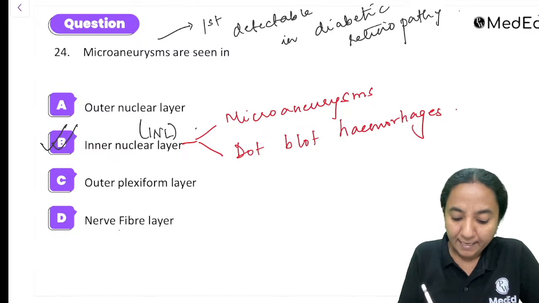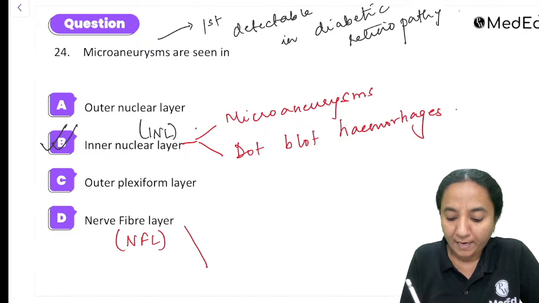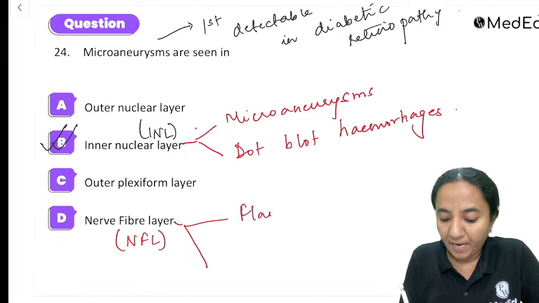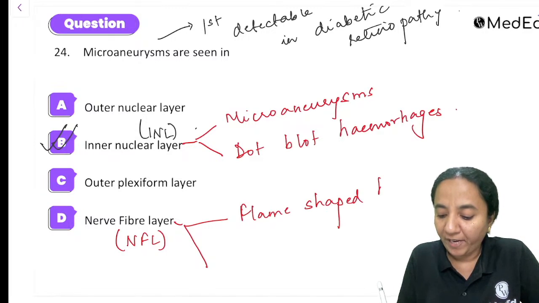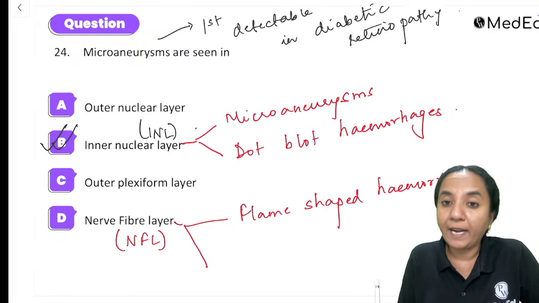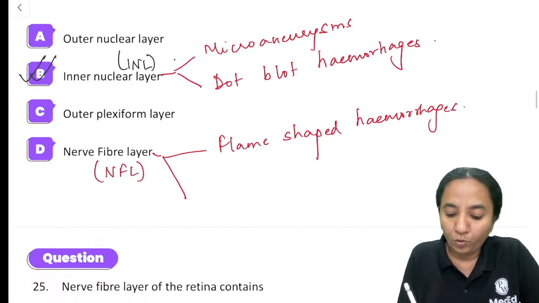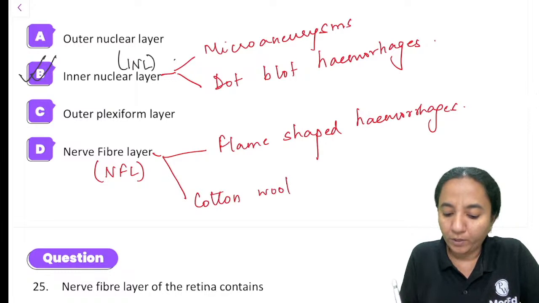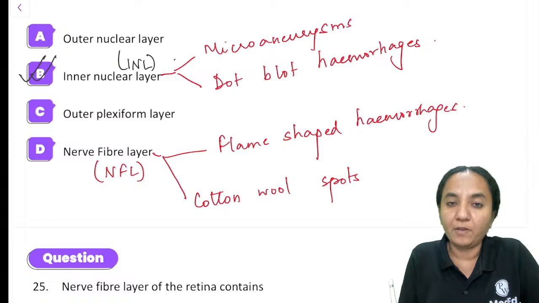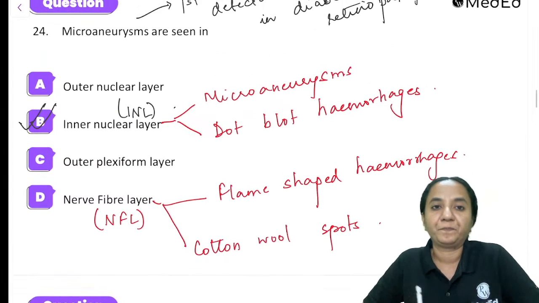Next question that is asked is nerve fiber layer. So please remember, in nerve fiber layer also we get to see two things. What are they? You get to see flame shaped hemorrhages, that is the elongated intraretinal hemorrhages, and you get to see cotton wool spots. So flame shaped hemorrhages and cotton wool spots are seen in your nerve fiber layer. So please remember this.